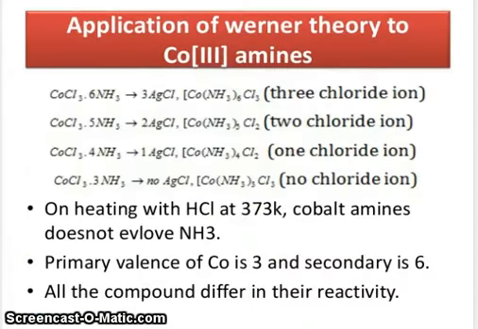So, application of Werner theory to cobalt(III) amine. You can see you have [Co(NH3)6]Cl3, [Co(NH3)5Cl]Cl2, [Co(NH3)4Cl2]Cl and [Co(NH3)3Cl3]. So what happened? If you give the silver chloride test, you find no silver chloride in one, 1 chloride ion, 2 chloride ions, 3 chloride ions.